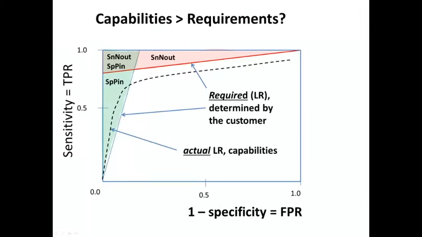Okay, so now let's match up capabilities and requirements. So remember our ROC curve that we had. Those are the actual likelihood ratios. So that's the capability of our test. Those zones that I mentioned, the rule-in zone and the rule-out zone, those are determined by the customer, of what they need to be able to solve their problem. So if the ROC curve traverses through one of those zones, it could be helpful to the customer. So we see here that the ROC curve traverses through the spin zone. So here we can rule in disease using this test. It's not good enough to rule out disease for this particular case because it doesn't go in the rule-out zone.